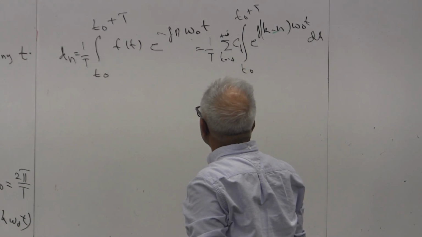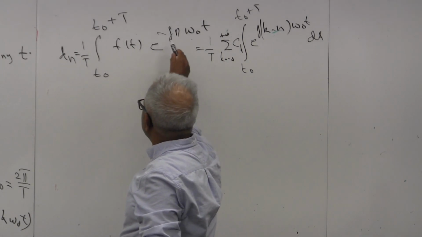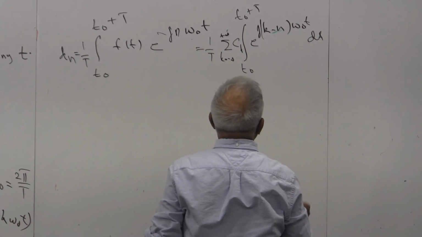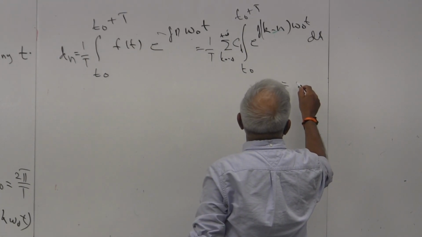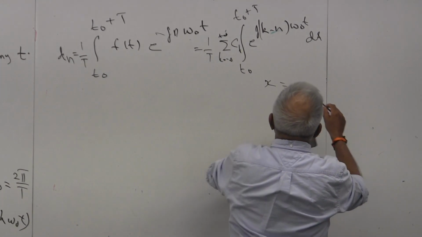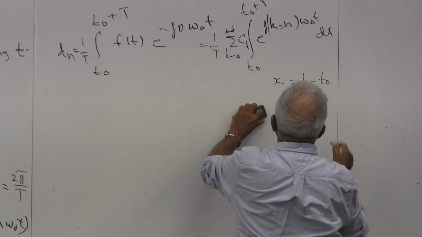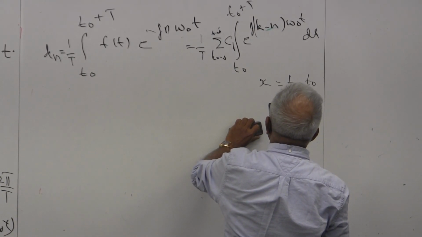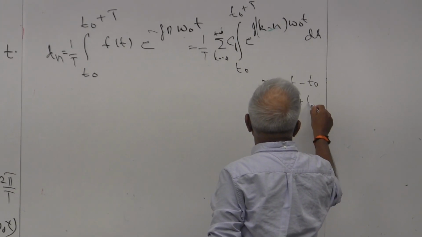So, right. I defined dn to be this way. I'm going to show that dn is the same as cn. To make further progress, let me define a new variable x equal to t minus t naught, so that t is x plus t naught.